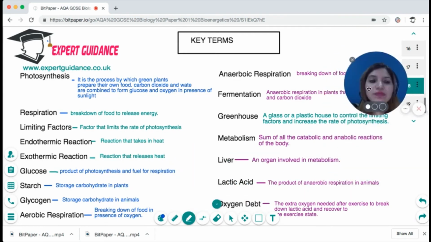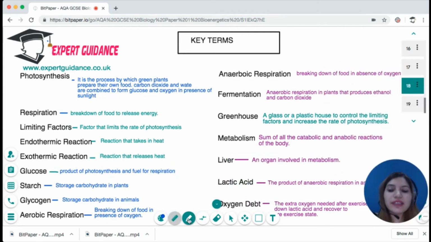Now this is the time to test yourself to see if you remember the key terms that we did in this topic. We talked about photosynthesis, which is the process by which green plants prepare their own food. Respiration is the breakdown of food to release energy. A limiting factor is the factor that limits the rate of photosynthesis. An endothermic reaction is a reaction that takes in heat. An exothermic reaction is a reaction that releases heat. Glucose is a product of photosynthesis and fuel for respiration. Starch is the storage carbohydrate in plants. Glycogen is the storage carbohydrate in animals.